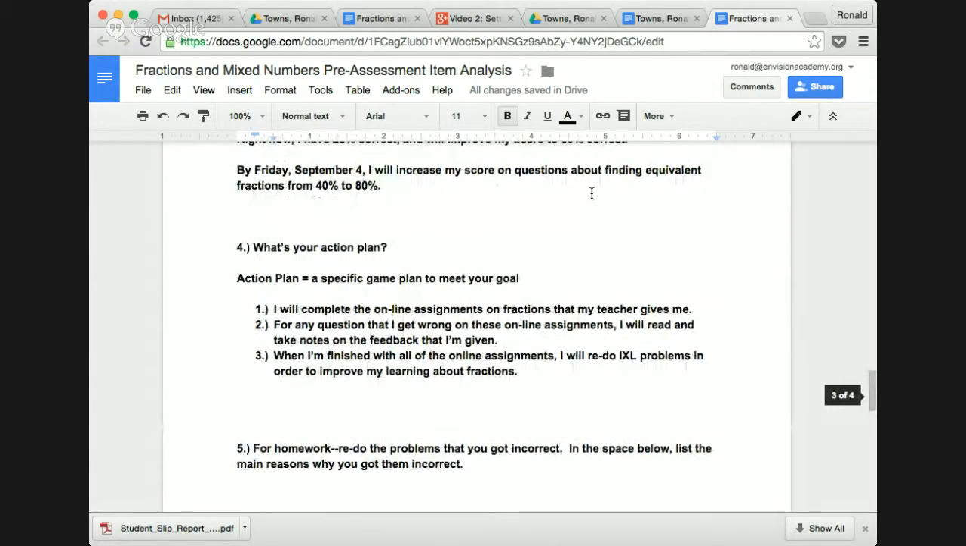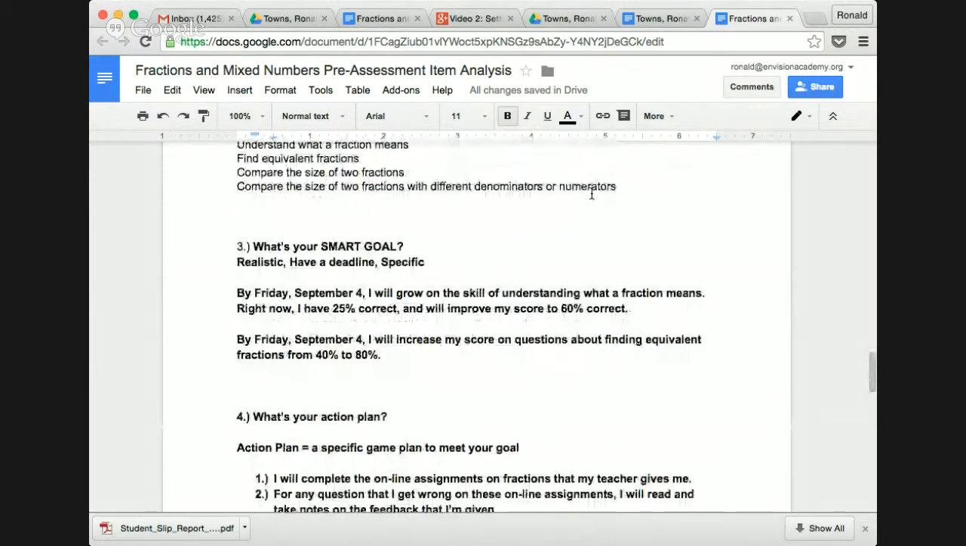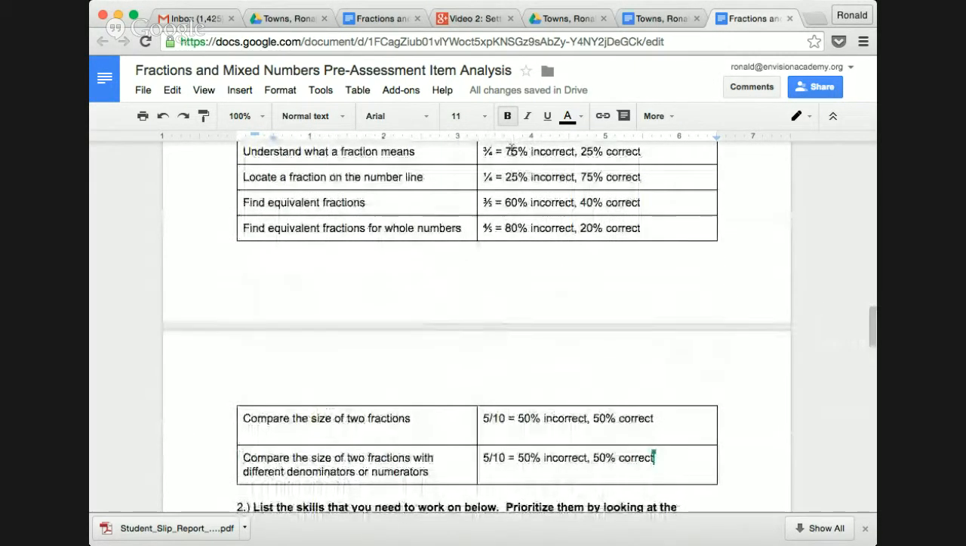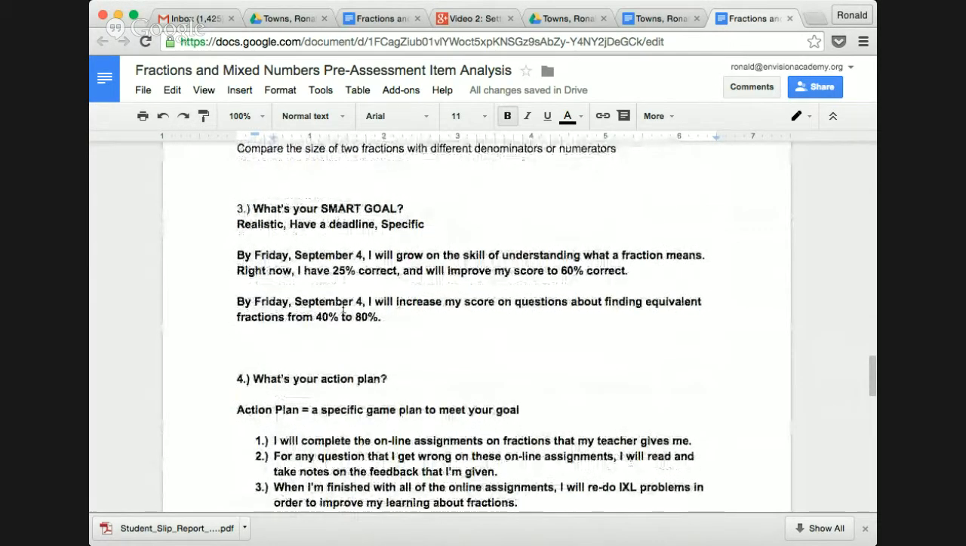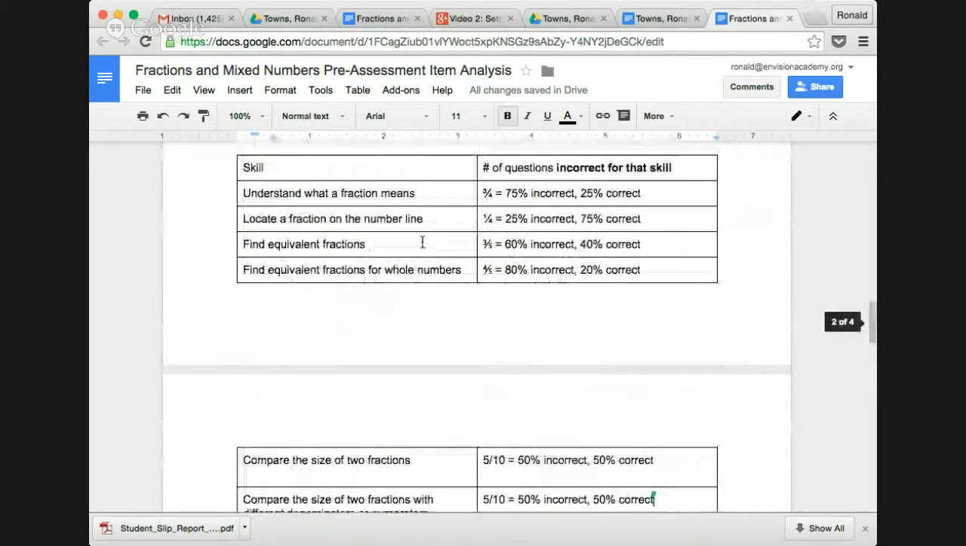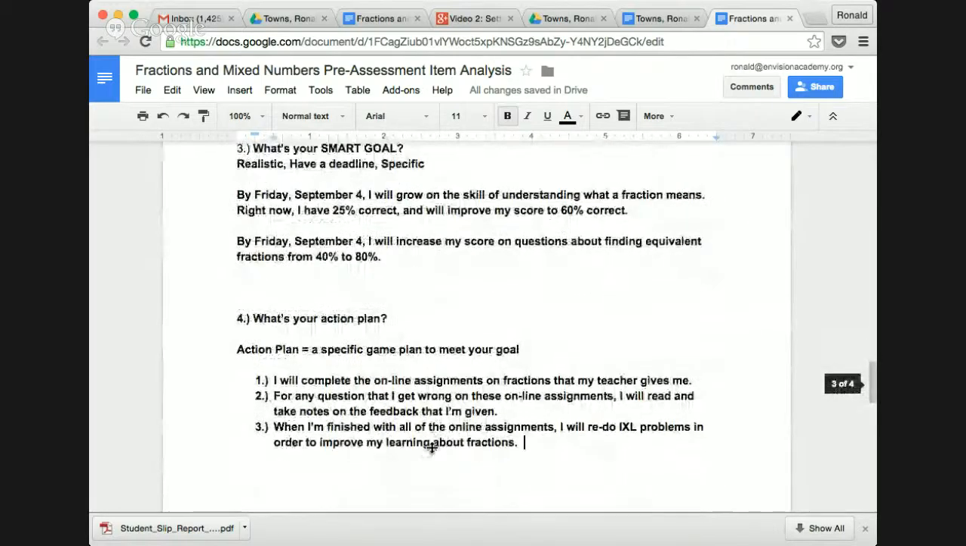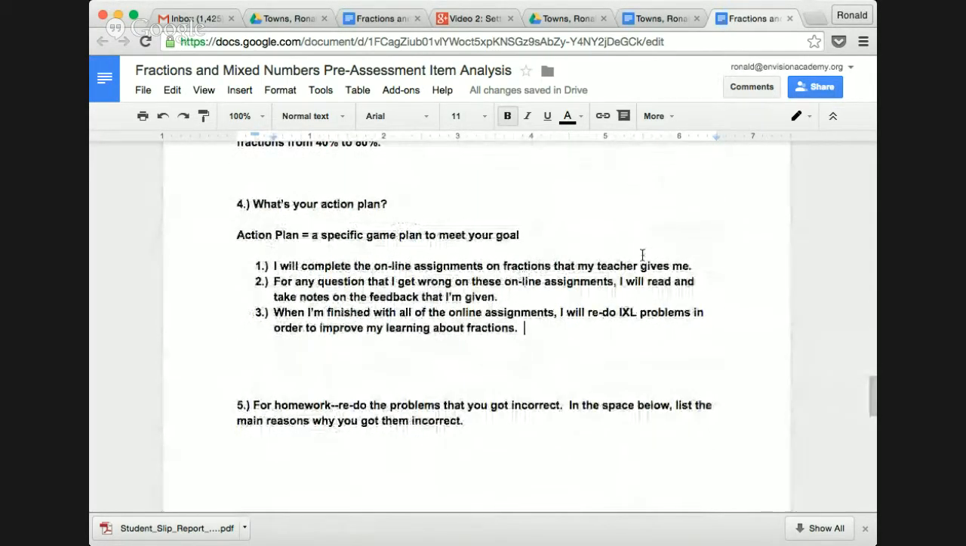So for this next video, you should have completed this table where you figure out the percent incorrect and correct. You should have set a SMART goal for each one of these. And then you should have an action plan. And this will be everybody's same action plan. All right, video 2 done.